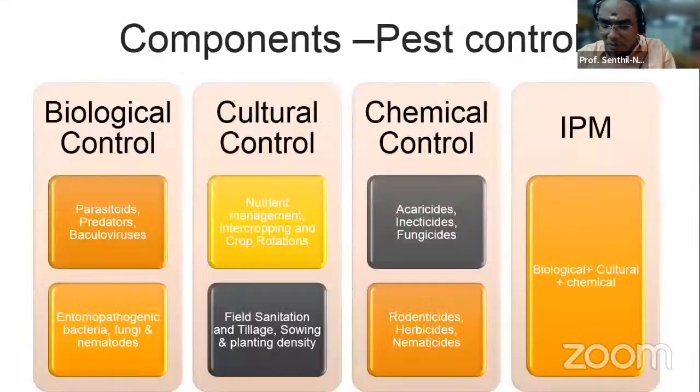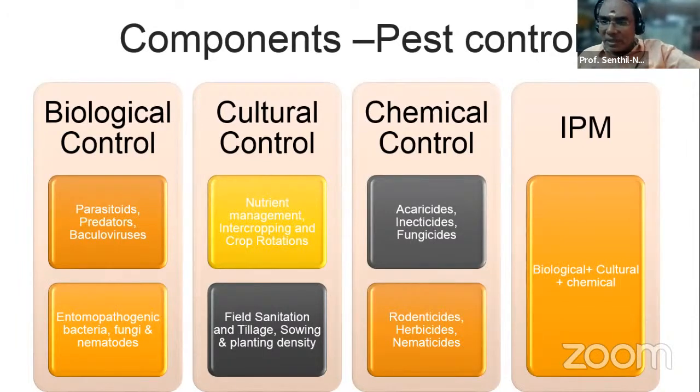And here, there are components of pest control. Before entering into the plant resources, we should know the branches of pest control, including biological control, cultural control, chemical control, and IPM. I explained chemical control previously, but biological control and cultural control are eco-friendly, especially using parasites, predators, and baculoviruses, entomopathogenic bacteria, fungi, nematodes, like that. Cultural control includes nutrition management, crop rotation depending upon the climatic condition, and field sanitization, along with tillage, sowing, and planting density.